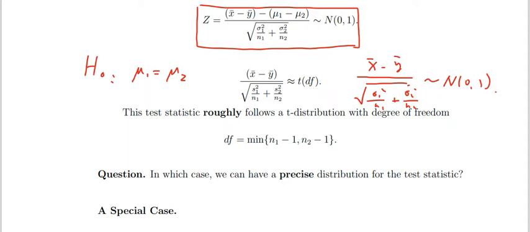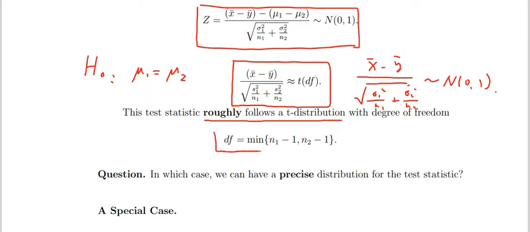Then if we replace sigma 1, sigma 2 by S1, S2, then we say those things roughly follow a T distribution with degrees of freedom like that. Here we just say roughly. So we have another question: in which case can we have a precise distribution, not roughly?